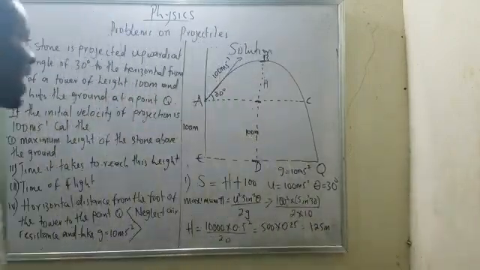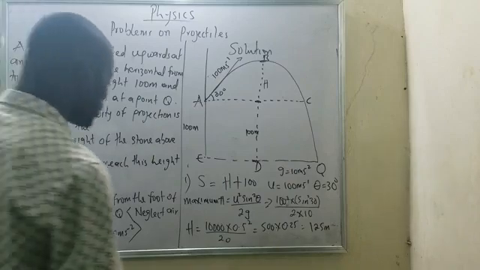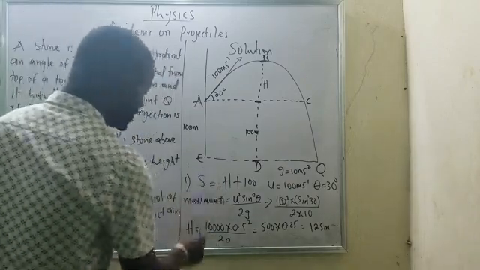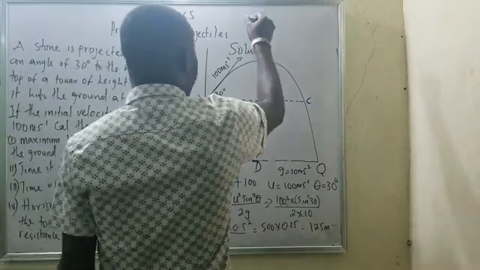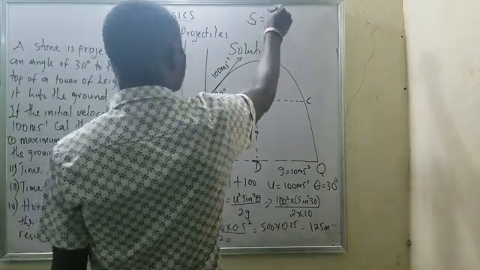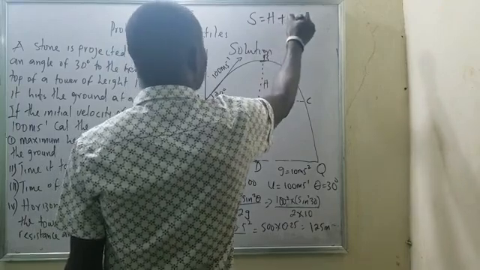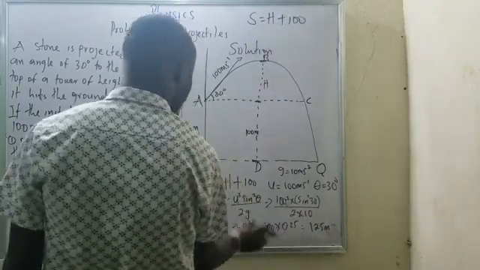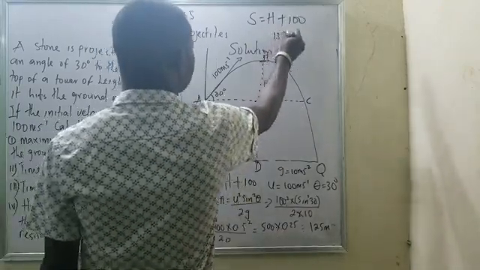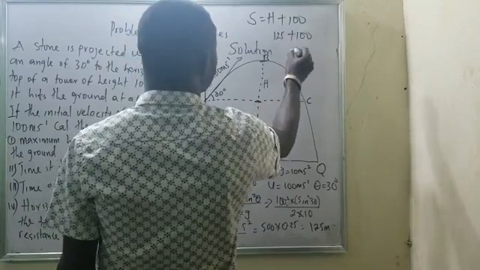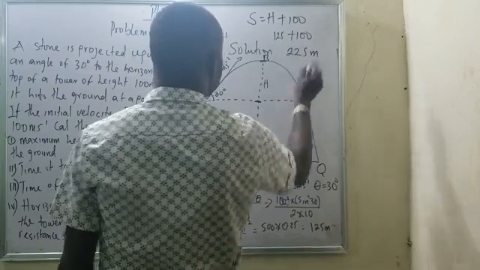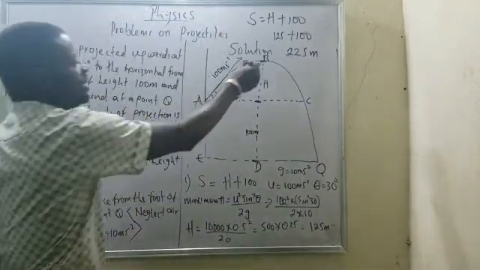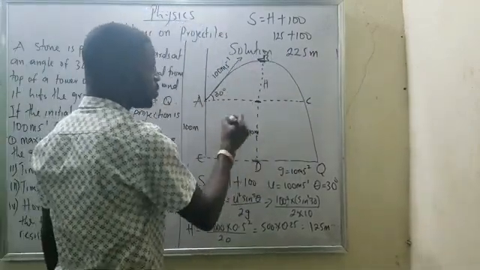Now, my height, what I'm looking for, will be equal to h plus 100. My h is given as 125, plus 100, which gives 225 meters. That is the height. It means from here to here is what?